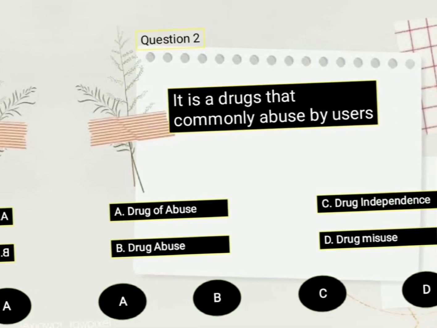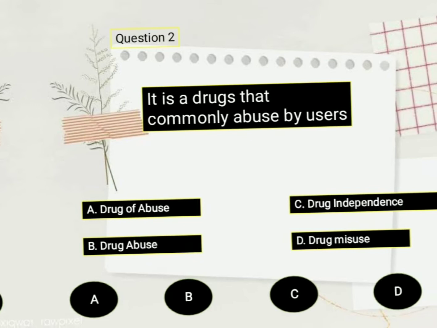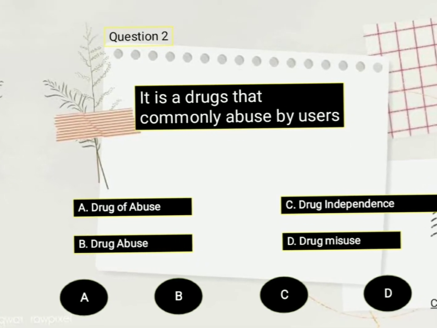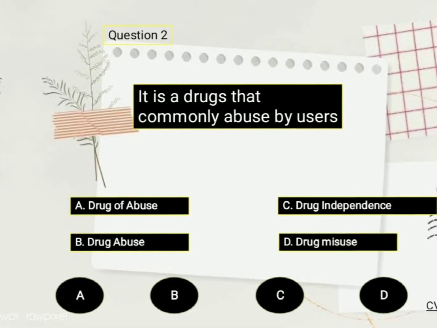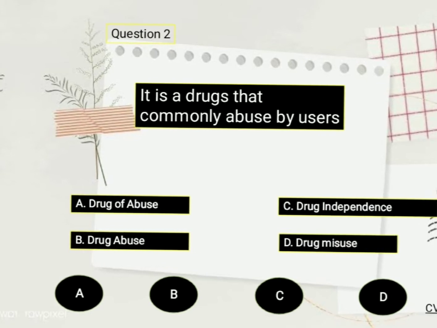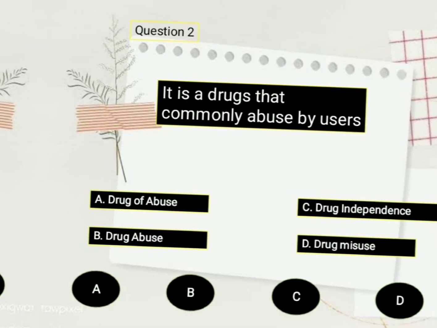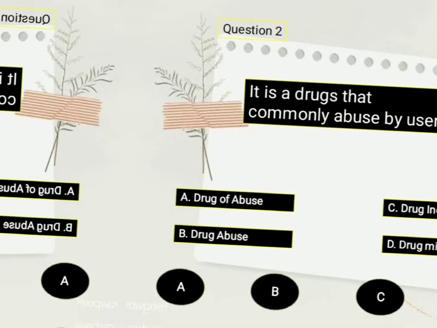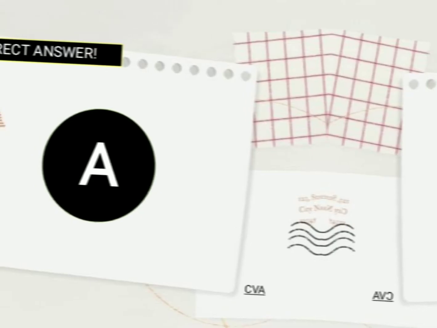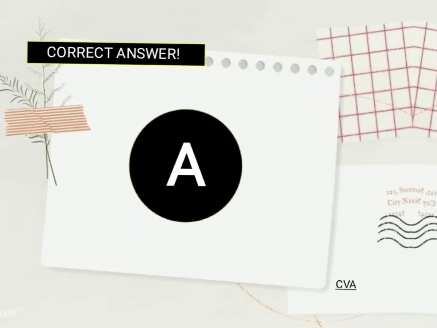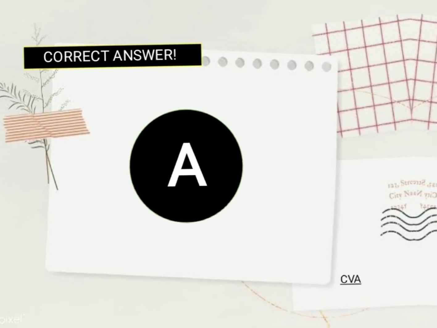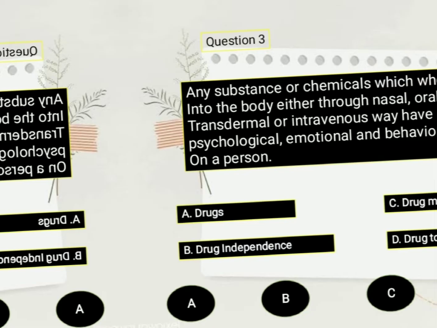Question number 2. It is a drug that is commonly abused by users. A. Drug of abuse. B. Drug abuse. C. Drug independence. D. Drug misuse. Your timer starts now. Very good. The correct answer is letter A, drug of abuse.